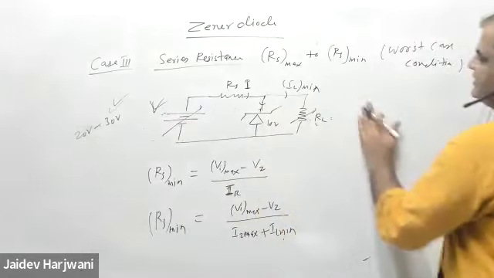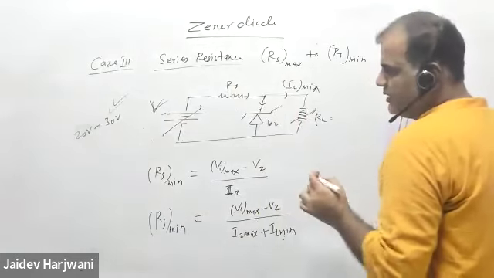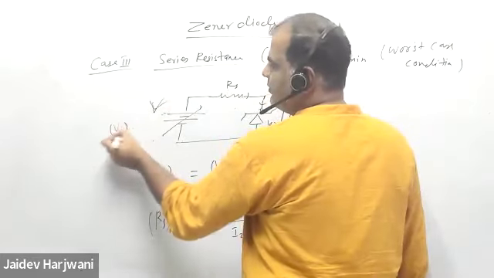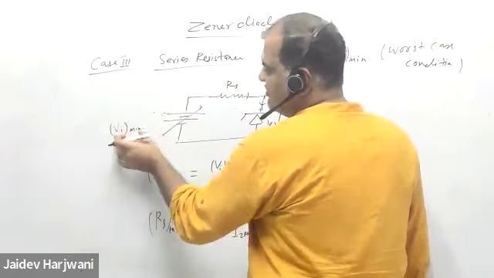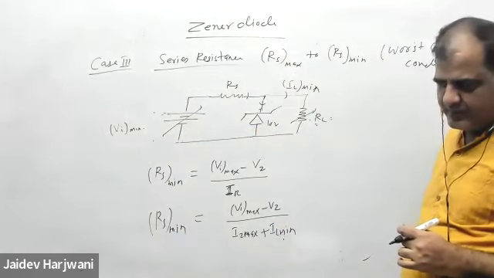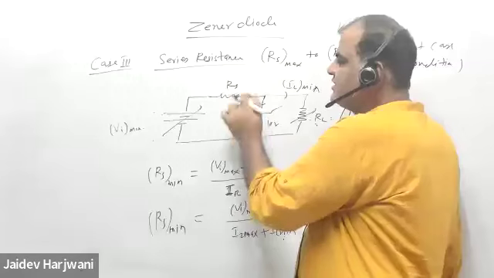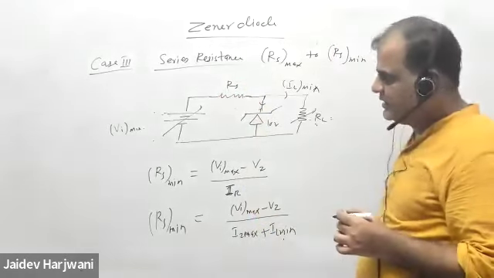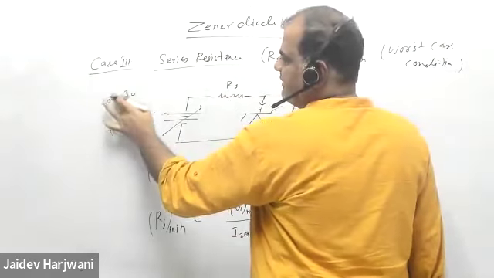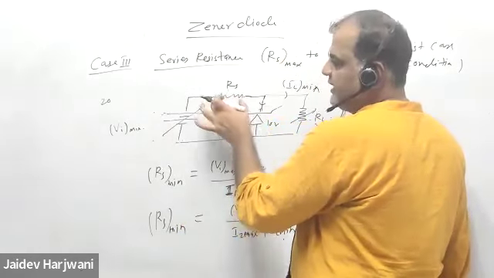Now if I want to find the RS max value, what is the value of RS max? Now the worst case condition is there. I am putting here VI minimum, which is just greater than what is needed to make this conduct. Say I gave you the range 20 to 30. Now say I'm applying 20. Here voltage 20 and this is conducting 10. Remaining 10 is coming here.